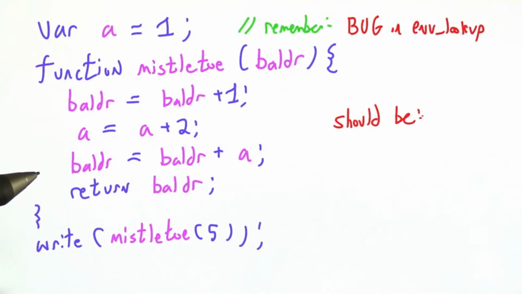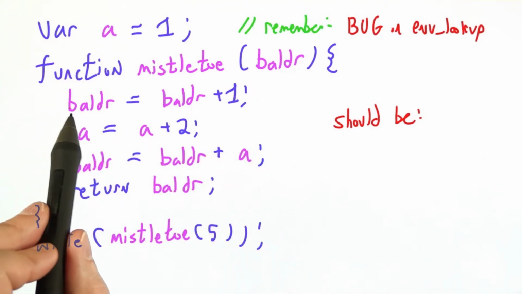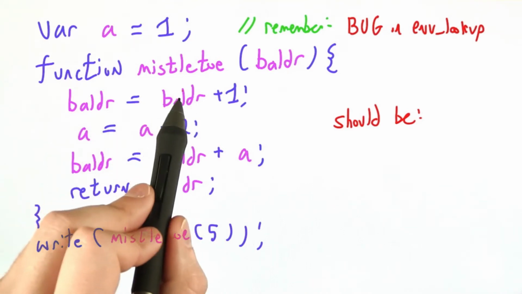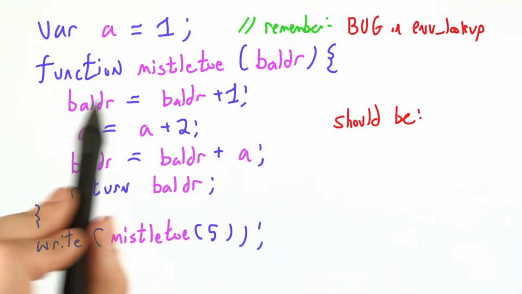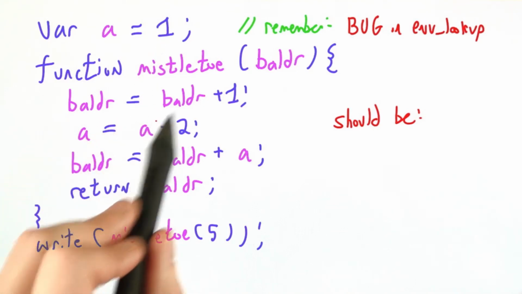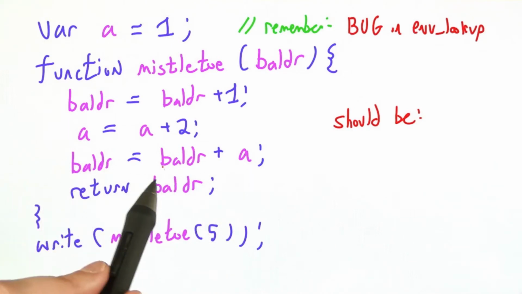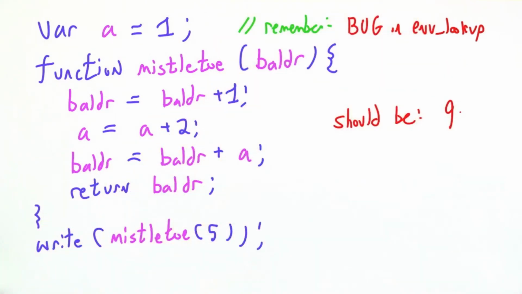All right, so let's go through this program and get a feeling for what it should be in our mind. A is 1, and we call mistletoe with 5, so Balder has the value 5. Now I assign it, we look up the old value, 5 plus 1 is 6, so now Balder is 6. A gets A plus 2, so 1 plus 2 is 3, so our variables are 6 and 3. Balder gets 6 plus 3, so Balder is 9. So the answer should be 9.